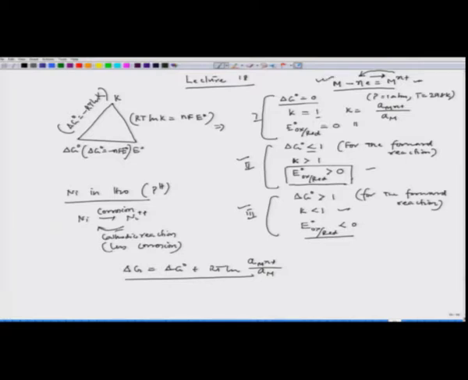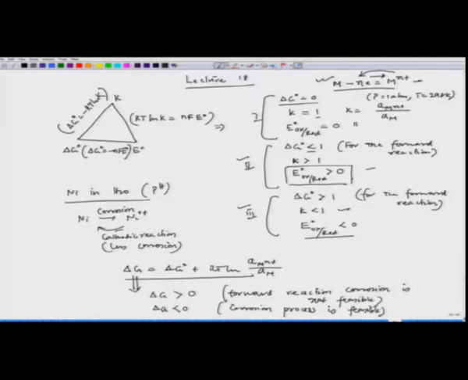So, there we have a non-standard free energy change, and then we have to consider this value. If this is greater than 0, that means the forward reaction or corrosion reaction is not feasible. And if delta G is less than 0, that means the corrosion process is feasible, and here we are considering with reference to corrosion. Now, our interest would be to find out, with the data set we can generate from this, whether this is greater than 0 or less than 0 at that particular condition.